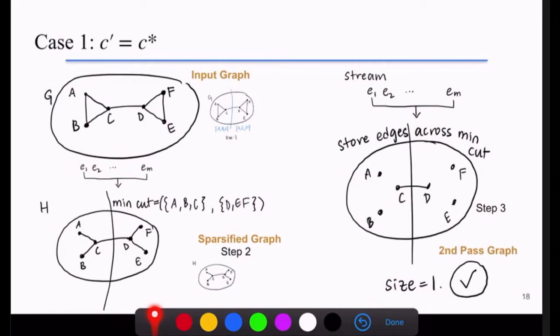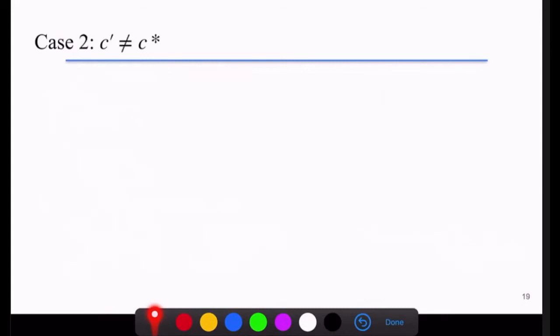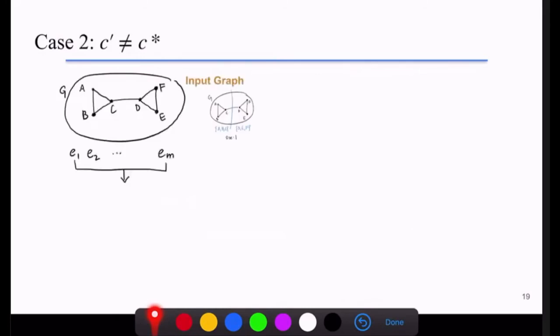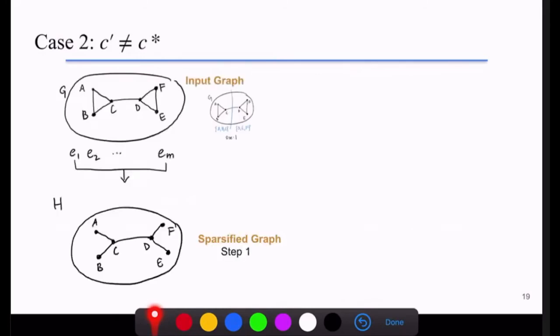But just as Dr. Kuller said, this isn't the only min cut of H, right? So in this case, we chose ABC on one side and DEF on the other side, but there are many other min cuts of size 1 in H. So what happens when we don't choose this particular min cut in the second step? Okay, so we're going to start with our input graph G and get it through a stream and construct some sparse-wide graph H. So far, everything is the same in this iteration of the algorithm.